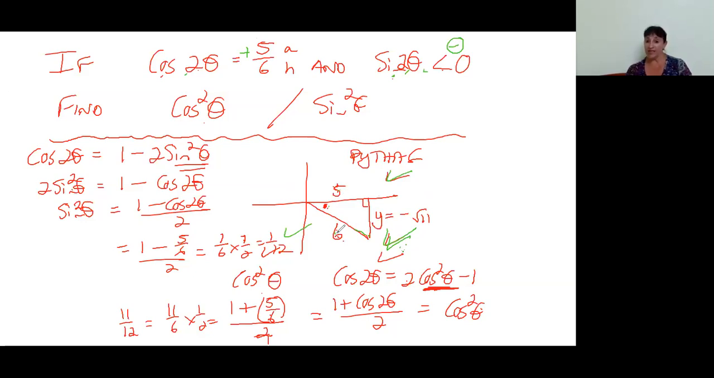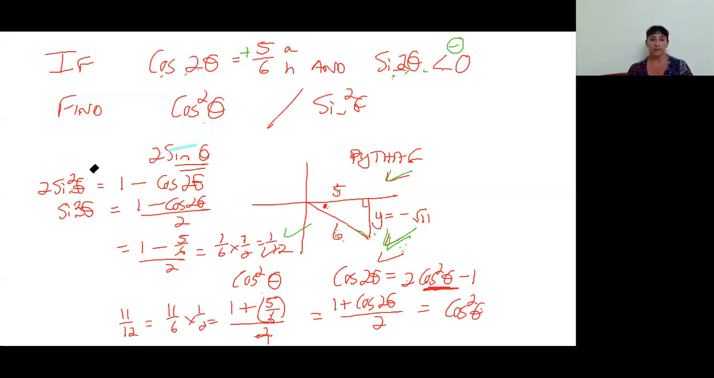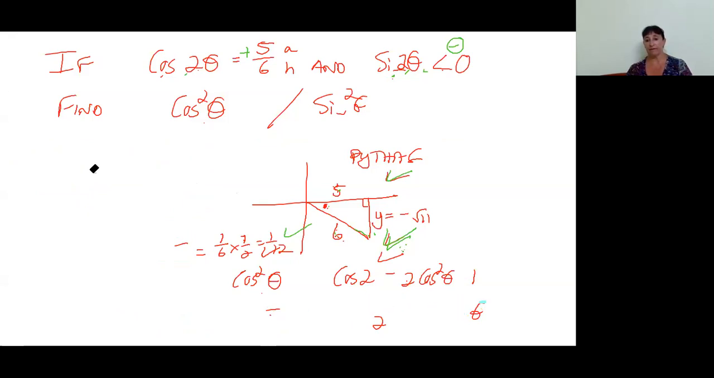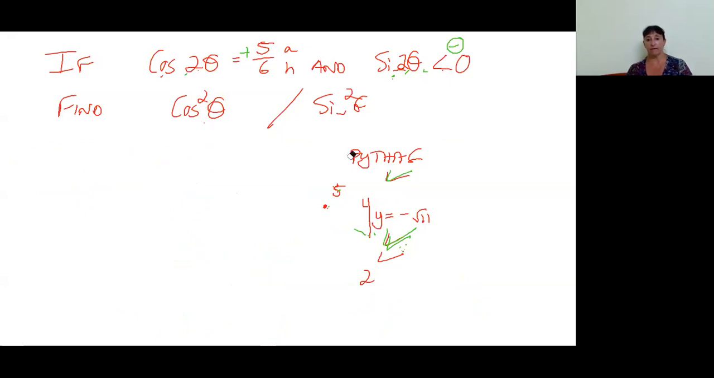I then fill in my adjacent and my hypotenuse, and then I need to work out my opposite, so I can do my Pythagoras. I think what I'm going to do is do this one again so that you've got all the working out. Let's just do it again from scratch. And I'm actually going to just do finding sine squared theta.